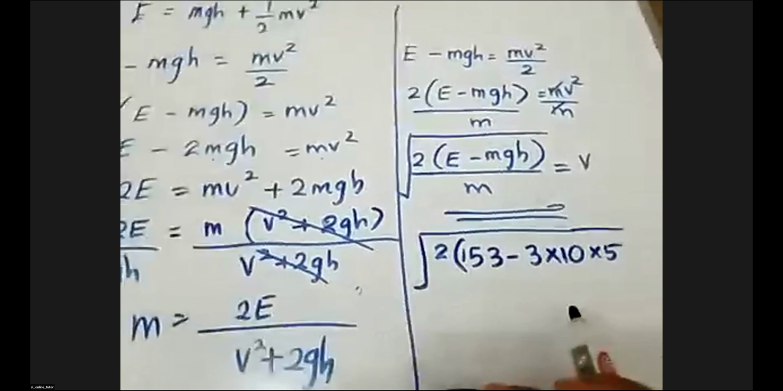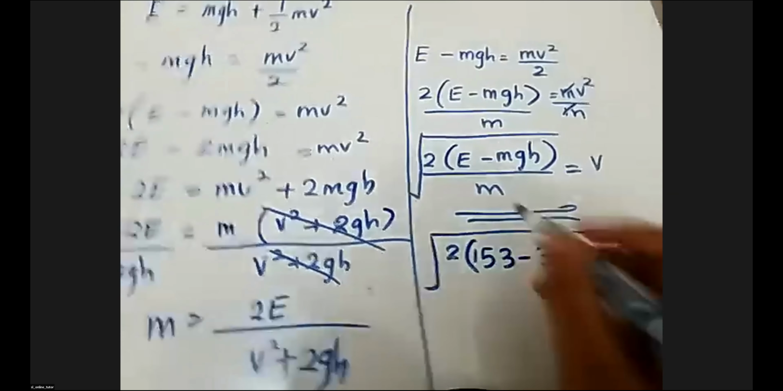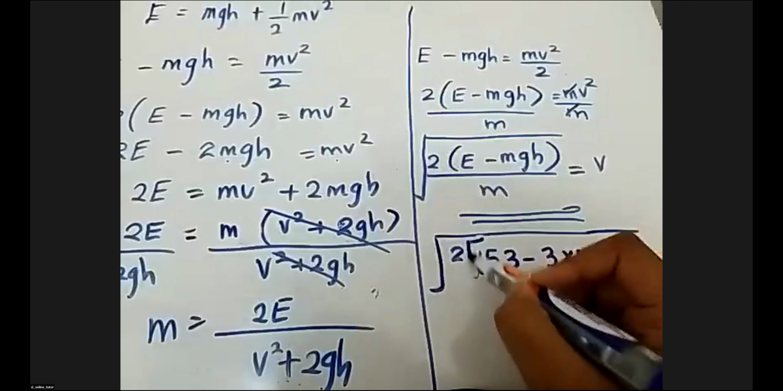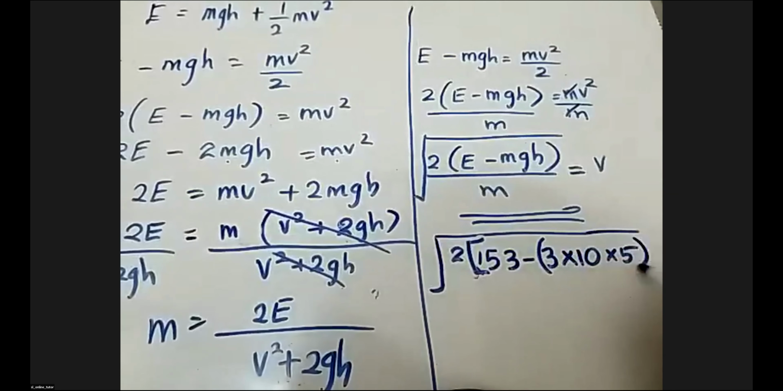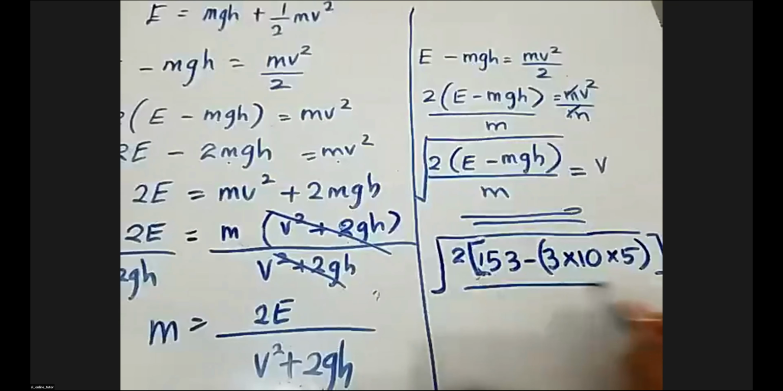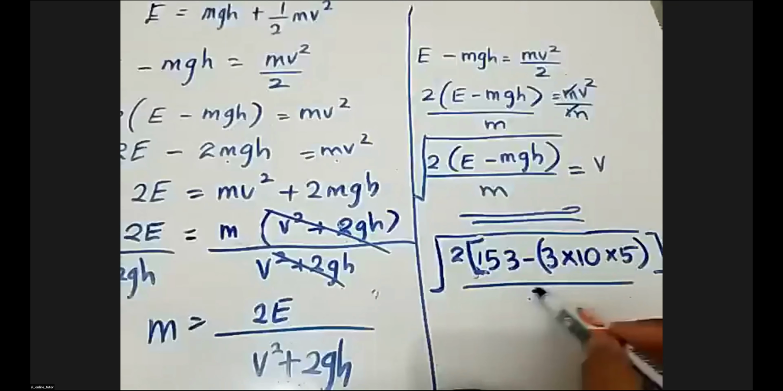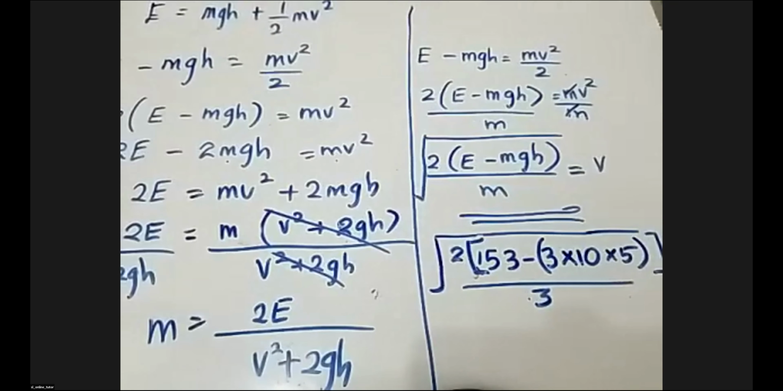H is 5. I'll put this in a square bracket. This one in a small bracket, simple bracket. Over m. M is 3. Okay. Now I'm going to solve this one.